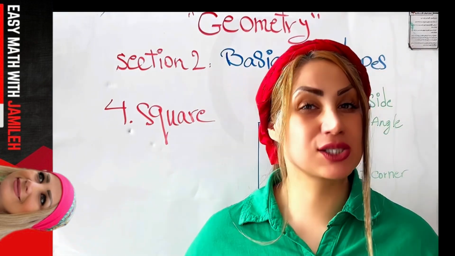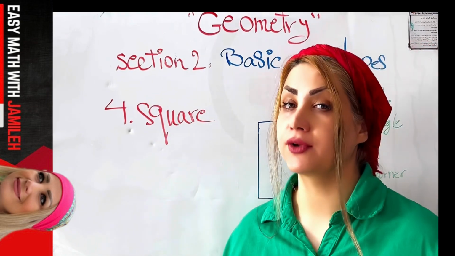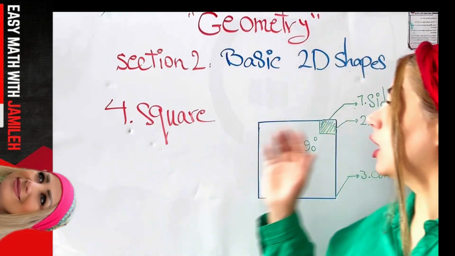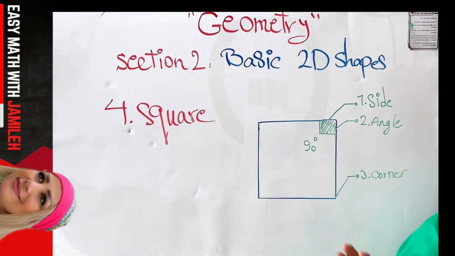Number four, square. A square is a special type of rectangle where all sides are equal in length and also all angles are 90 degrees.